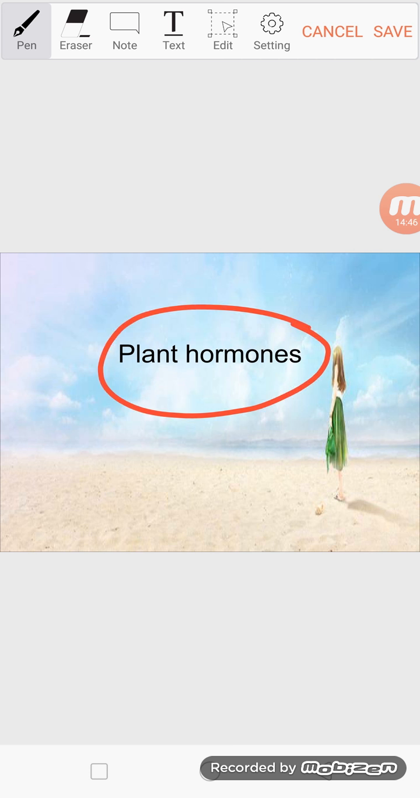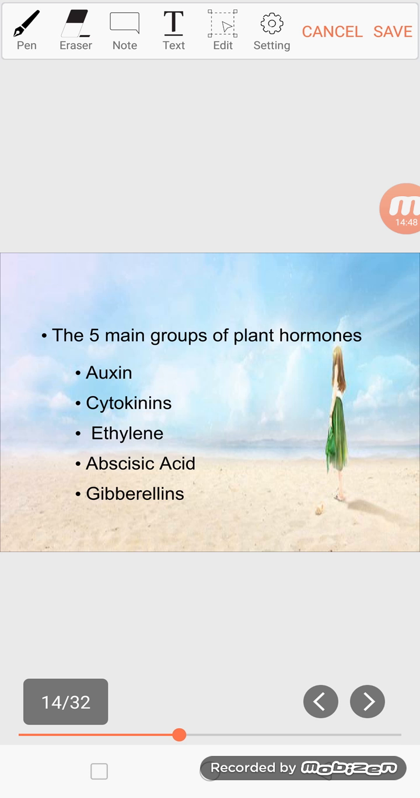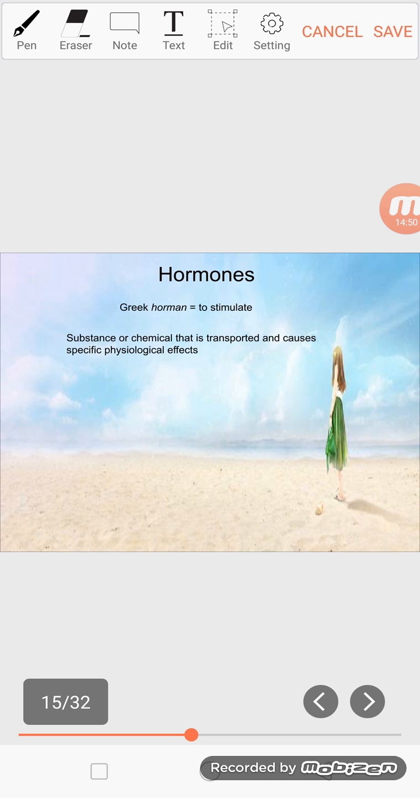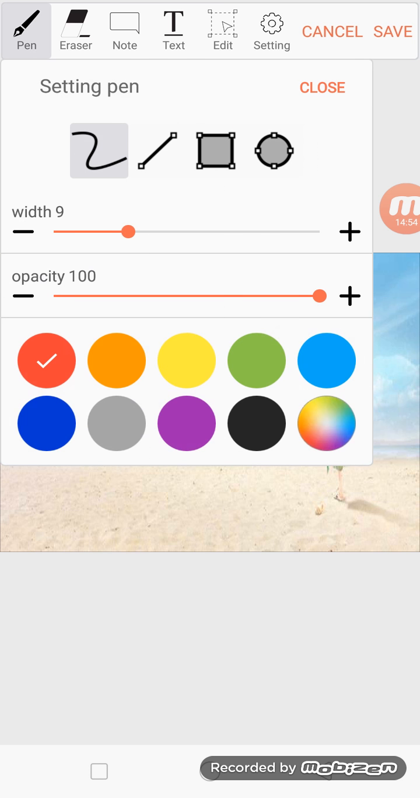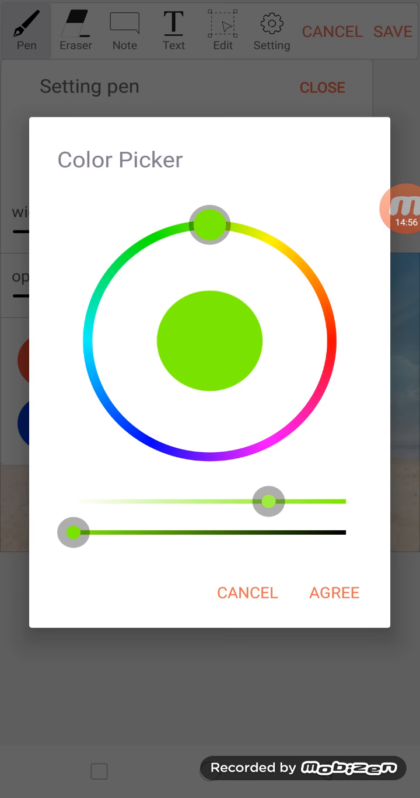Okay, so what are hormones? So, tak ada tu, hormon. So, hormones ni is from the, wow. Color picker. Benda ni, macam mana nak main dia? Tak nak lah.